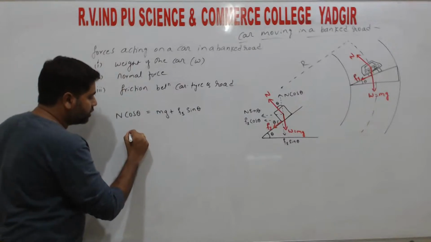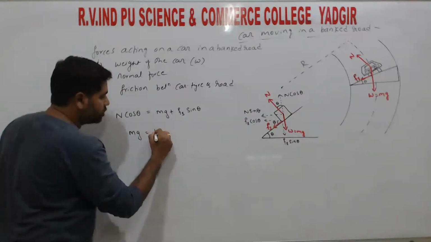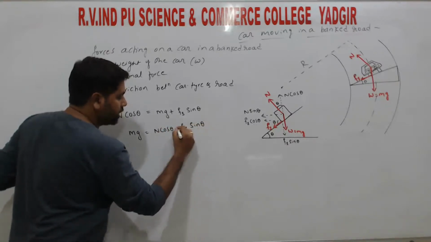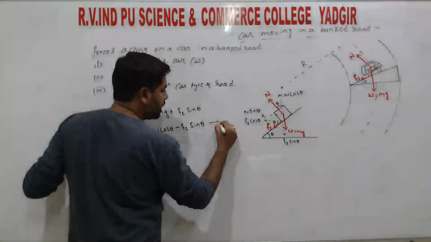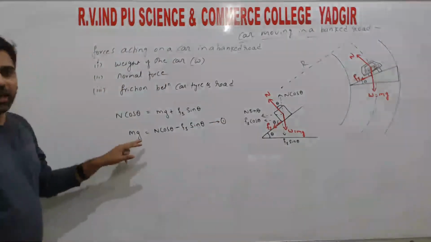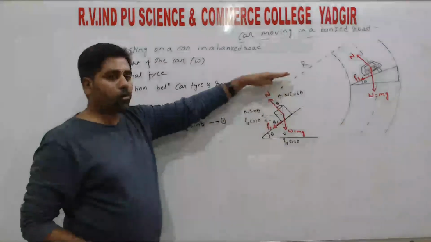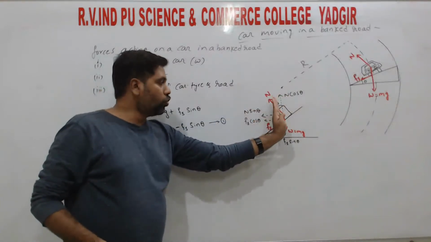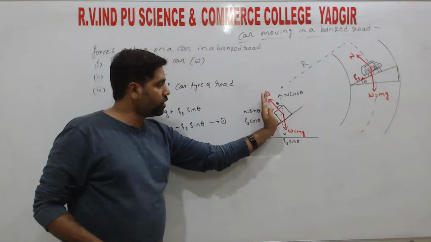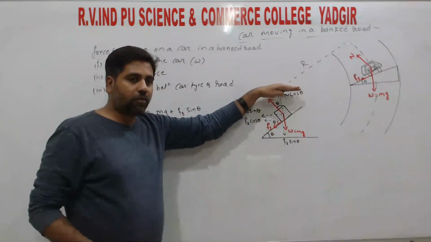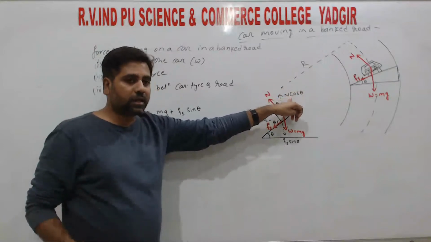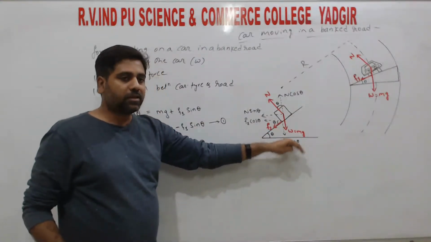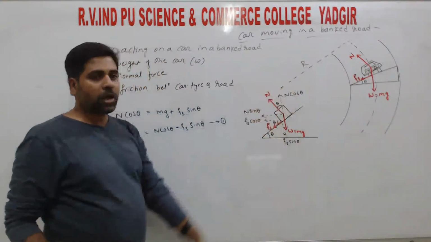From this we can write mg equals n cos theta minus Fs sin theta, right? So calling this equation 1. In this equation, we balanced the forces: the upward force equals the downward force. For the upward force we have only one force, the normal, which is inclined. So we do not consider it as a whole, only the vertical component of the normal force, that is n cos theta, which equals mg plus Fs sin theta. Two forces act downward and one force acts upward, right?